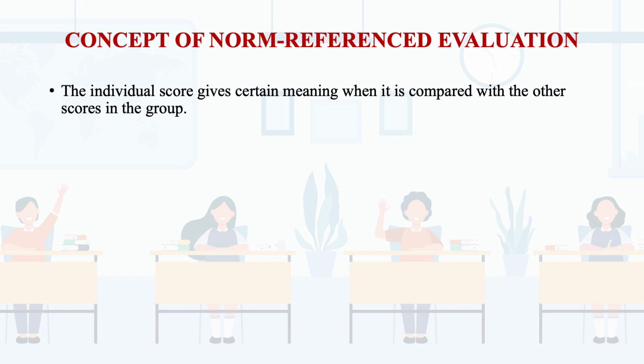Here you see the individual score gives certain meaning when it is compared with the other scores in the group. Friends, individual score and the group score: an individual score has very limited meaning or no meaning, you can say. Let a student have secured 60, 70, 80 or 90 or 50 or 30. So what does it mean?